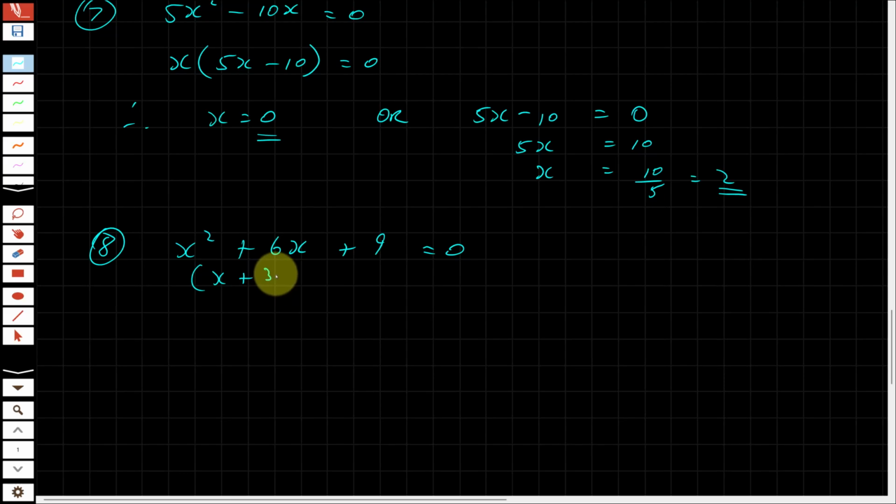It's in the standard form. We need to factorise this one to get the two factors. In this case we've found the a and the b. 3 times 3 is 9 and 3 plus 3 is 6. Solve each one separately. In this case, because they're the same factor, we have a single solution, so x equals -3.